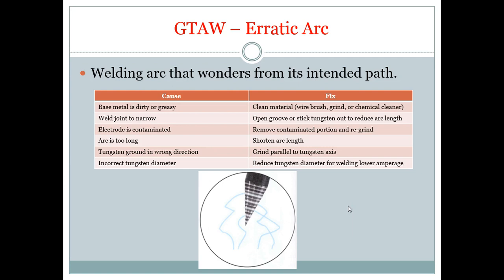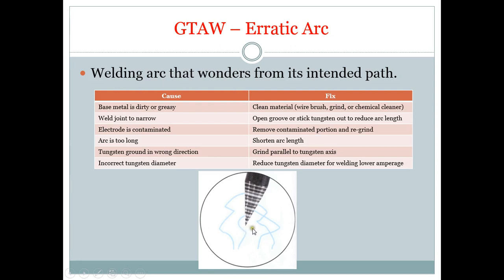So here's one that's definitely on the test though. It's highlighted in bold red letters, erratic arc. An erratic arc is a welding arc that wanders from its intended path, like you can see in this picture. You have an electrode that's kind of ground incorrectly, and then you see those little blue lines. That represents the arc jumping off that tungsten electrode from different spots instead of right down here from the point in the middle.